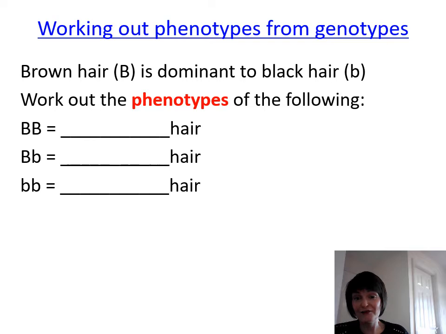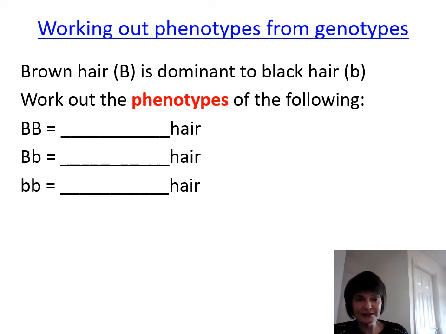So I would have brown hair again. Why? Because you would think, well, hang on a minute, you've also got an allele for black hair. But remember, the dominant allele always masks the recessive allele. So big B would mask wee b. So I would have brown hair for the middle one.